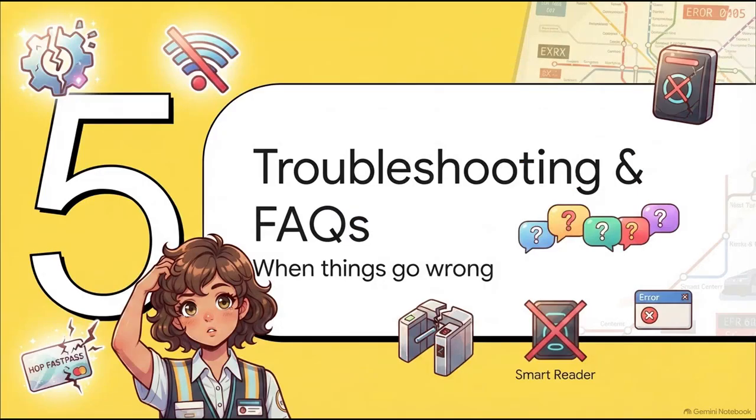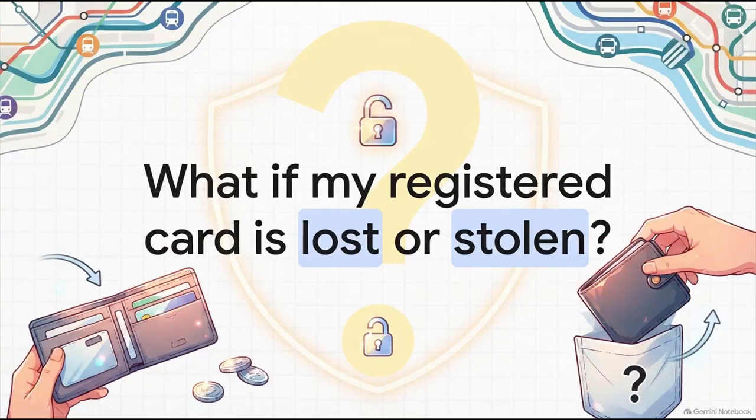All right, Section 5, troubleshooting and common FAQs. What to do when things go wrong. Look, hardware gets lost. It happens to the best of us. And this is probably the most stressful question for anyone who takes transit. What on earth do I do if I drop my card or my wallet gets stolen?